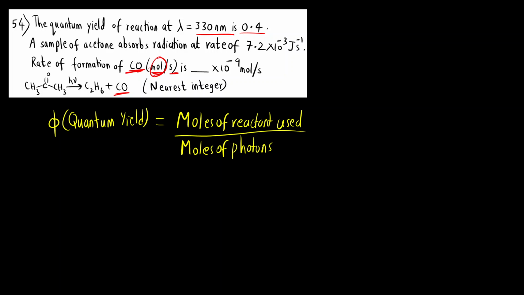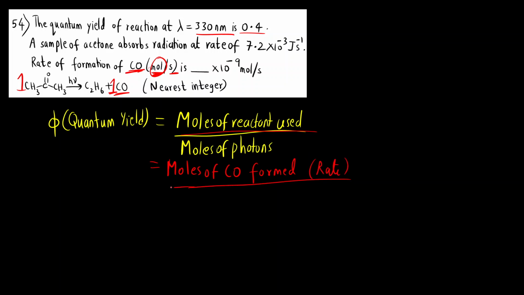That is, we have to calculate the moles of product. If you see the balanced reaction, 1 mole of reactant reacts to form 1 mole of product. So moles of reactant used will be the same as moles of product formed. So moles of CO formed, it is per second, so we can also call it the rate, divided by moles of photons.